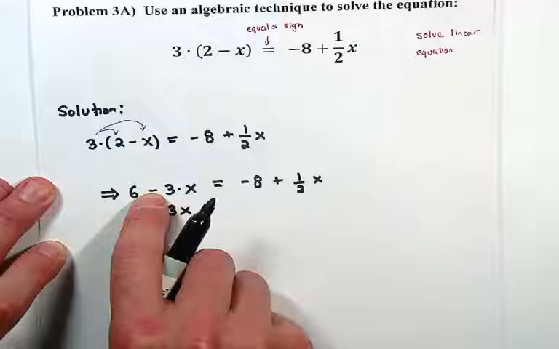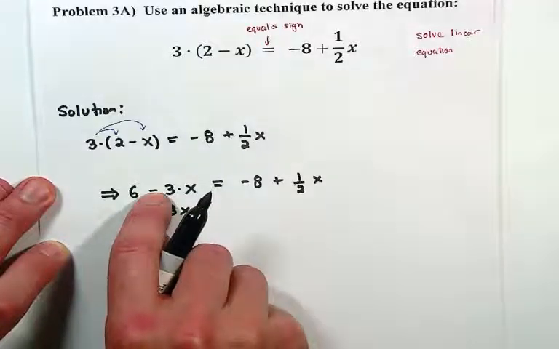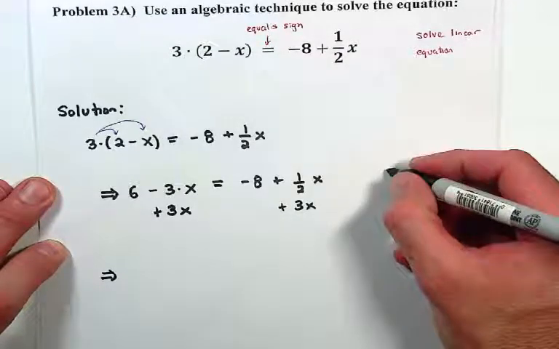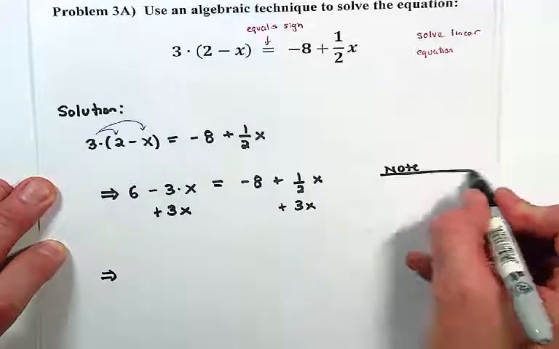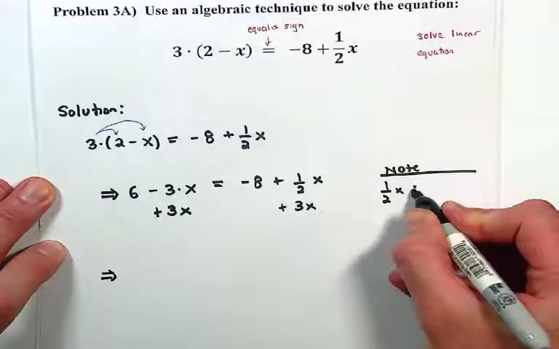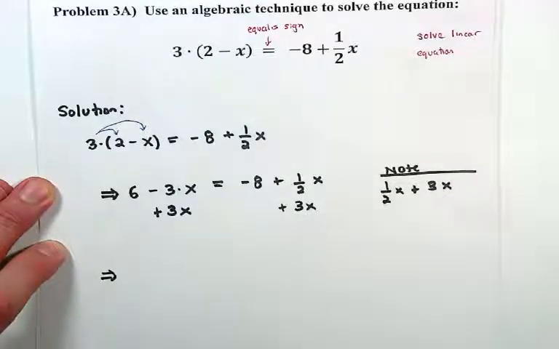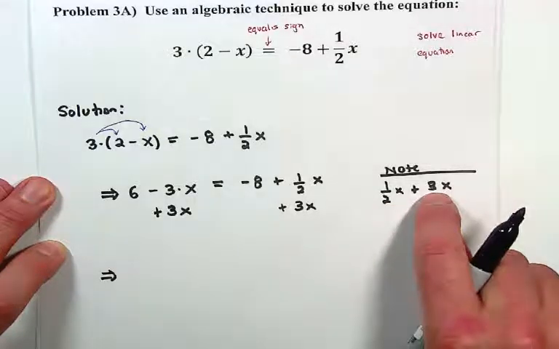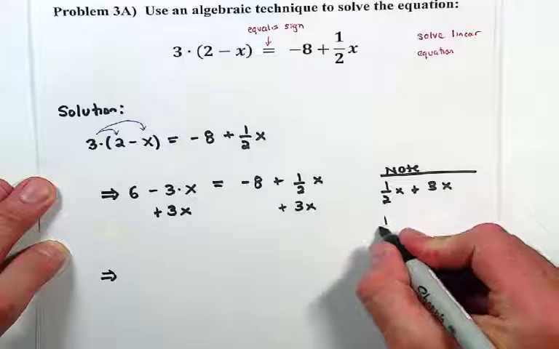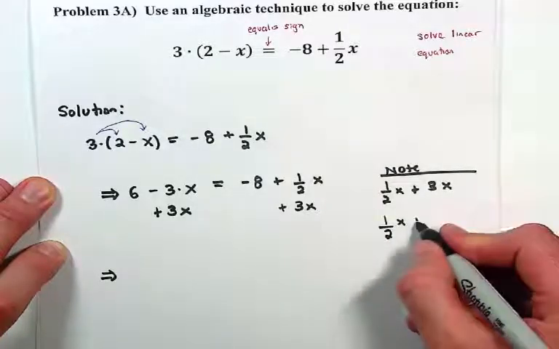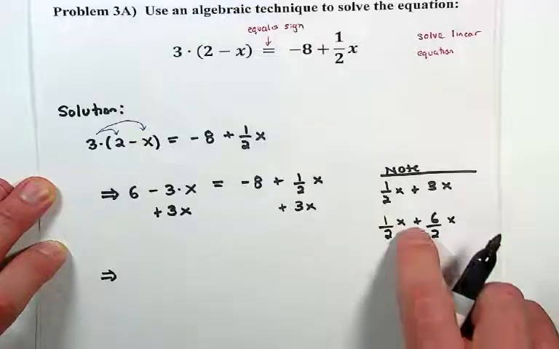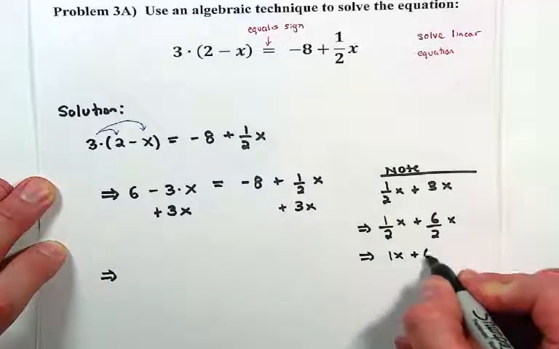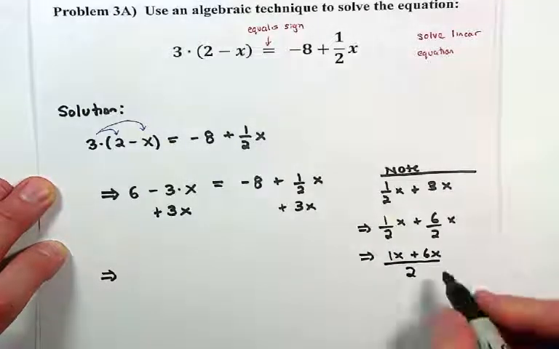The opposite of subtraction is addition. The inverse operation of subtraction is addition. If I add 3x on that side, I must add 3x on the other side. And I want to make a quick note. When I take 1/2 x plus 3x, we know that in this situation, 0.5 plus 3 is 3.5. Another way to say that is 3 can also be written as 6 over 2 x. When we're adding fractions, we need a common denominator. Here I got 1x plus 6x in the numerator and 2 in the denominator.